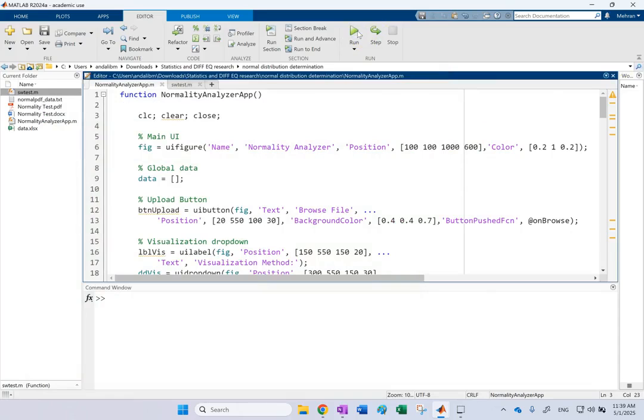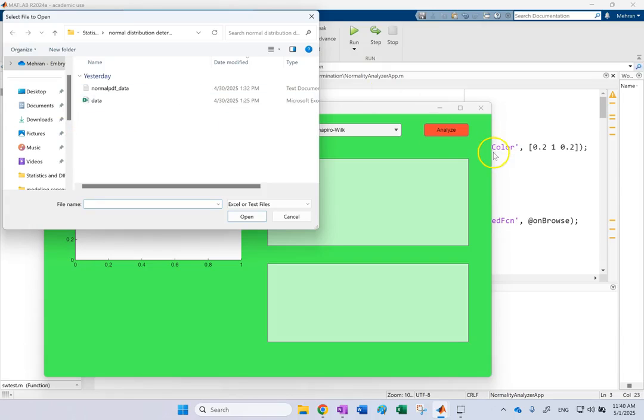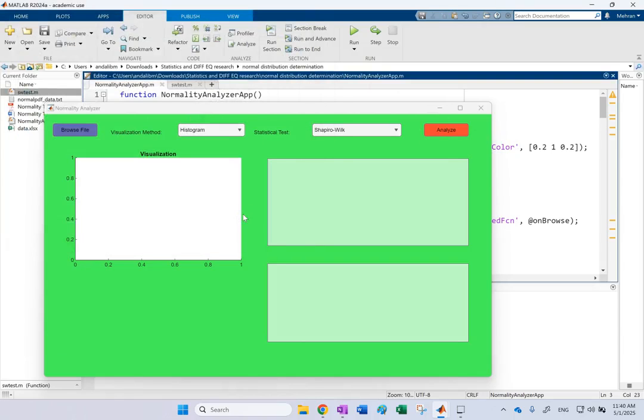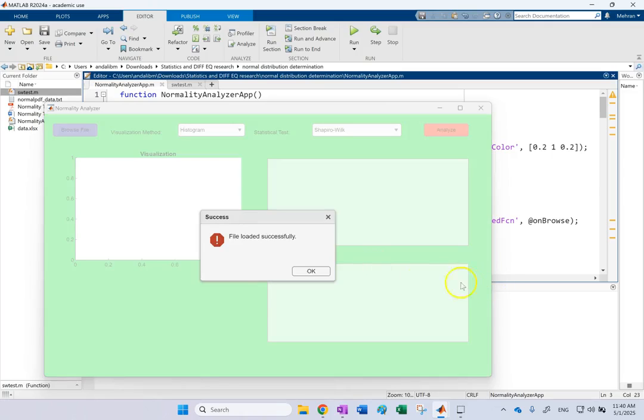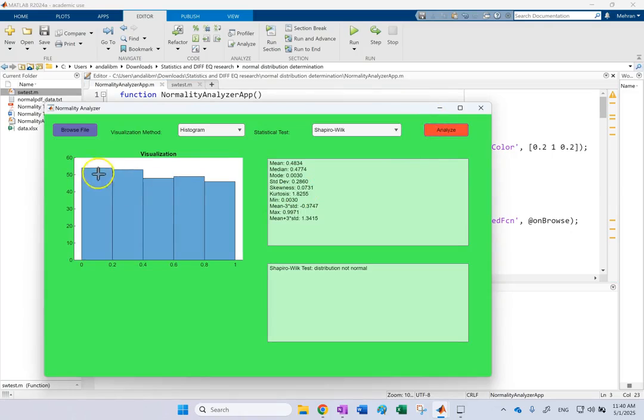Let me run it fresh again for you, and this time, you don't need to close it and open it like I did. I'm just showing you on a fresh data. So this time I'm uploading the uniform data from my Excel file, and again it is working fine. And then again analyze it. You see the histogram clearly not showing normality. You see that Shapiro-Wilk says it's not normal.